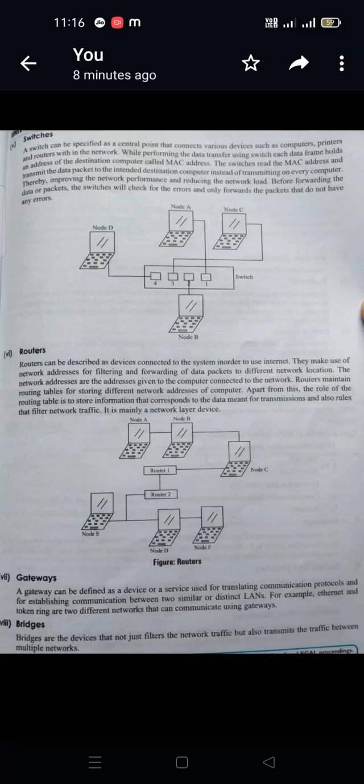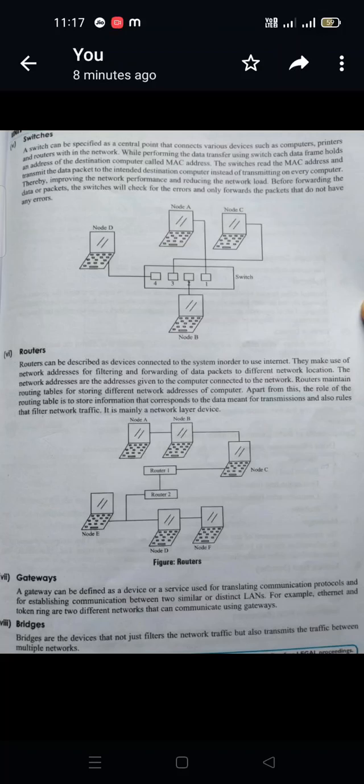Using that MAC address only, the switch can forward the file to the destination computer appropriately, meaning correctly, without forwarding to all the computers. These connected devices may be computers, printers, scanners, everything. All are called what? Nodes. N-O-D-E, node.